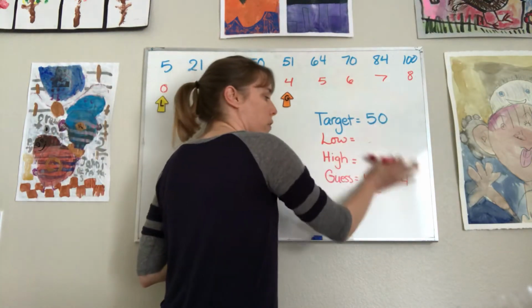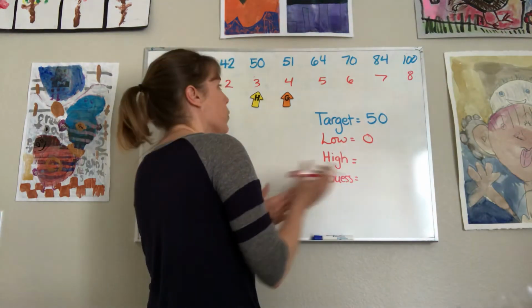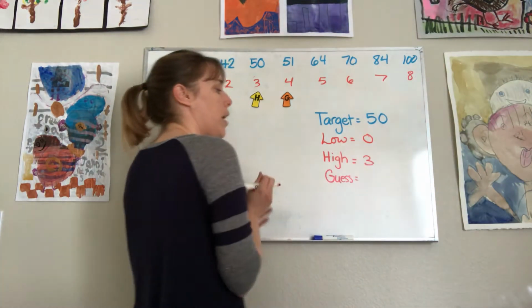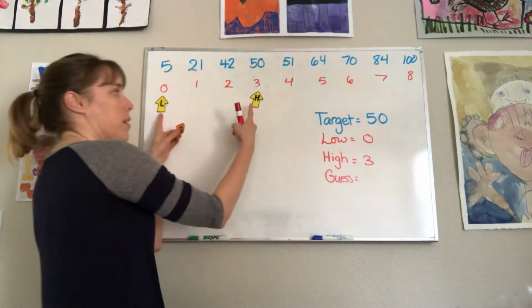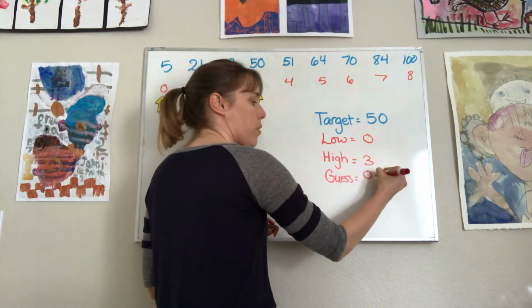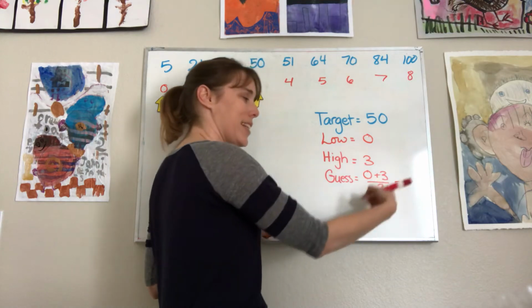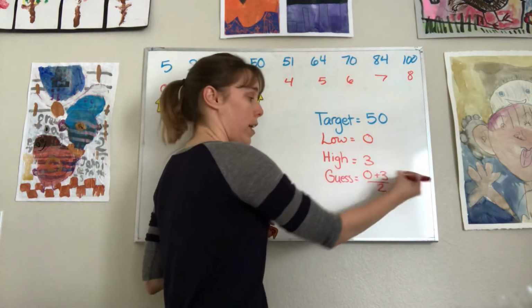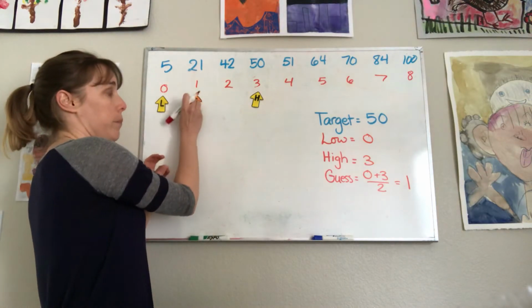Now we're going to erase all of this, and we've still got our low value of 0, but our new high value is 3, and our guess, I'll pull that off, we find the number that's halfway between these. Well, when we do 0 plus 3, and we average them, that's 1.5, but this is integer division. So that's actually going to give us just 1. So our guess goes at 1.